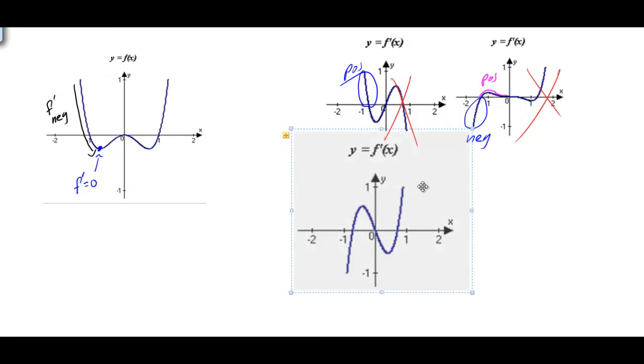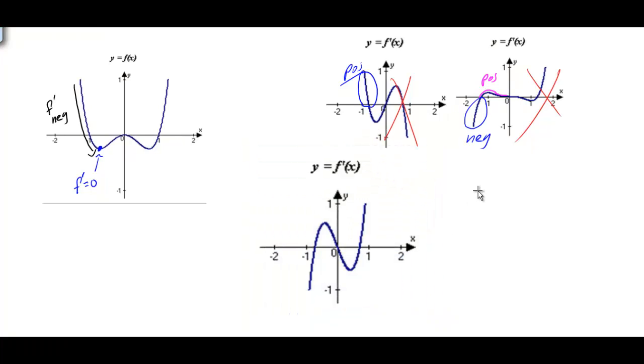We know it's multiple choice, so we could just say that's the answer, but let's look at this in a little more detail so we can explain why this is the graph of our derivative. Once again, we said over here on the left, as we go down, we have a negative derivative. Well, that's this part right here. This part is negative.